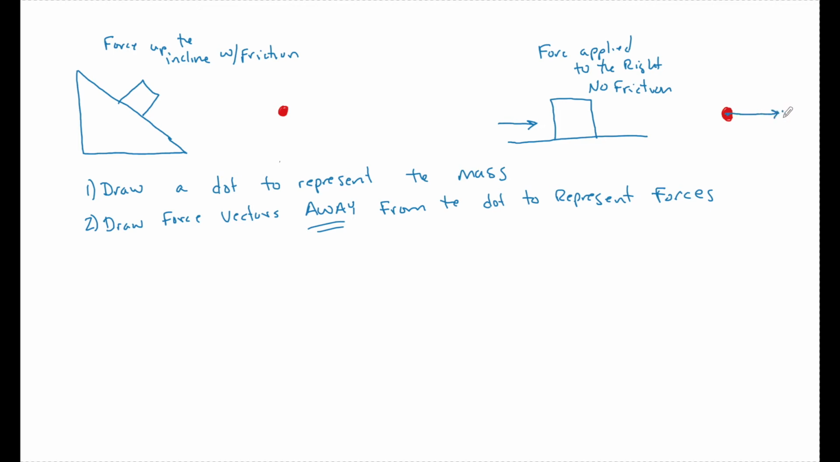This would be FA. So that's really, really important. And it's just going to make our lives easier when we're doing math and we need to figure out what's going to be negative. So never draw arrows into the dots.